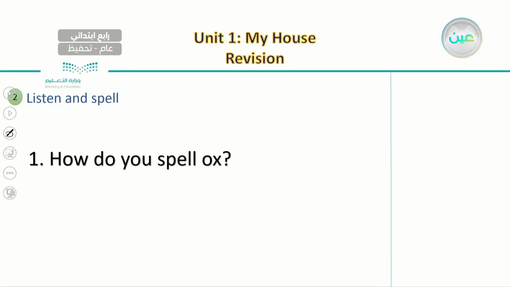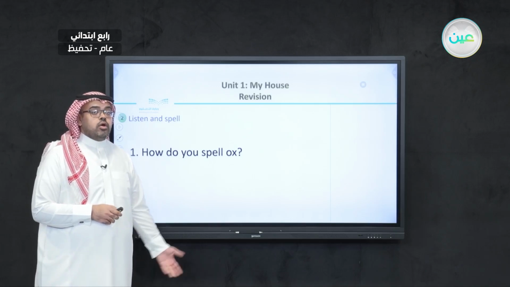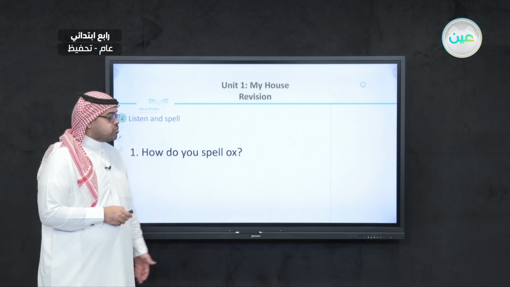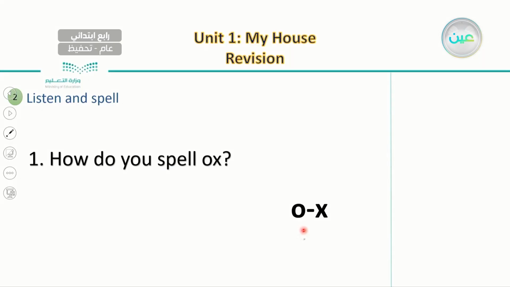I would like you here to close your eyes and tell me, how do you spell the word ox? Now you can open your eyes and see. We spell the word ox with O and X. Now, let's try another word.